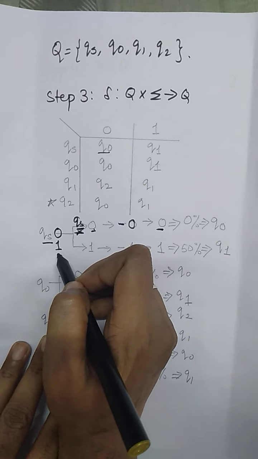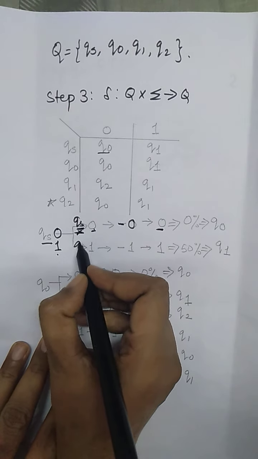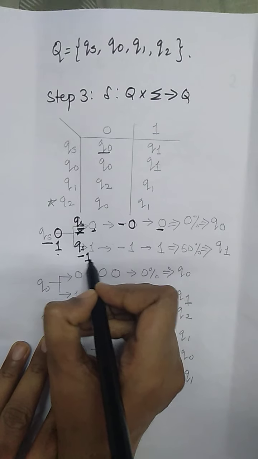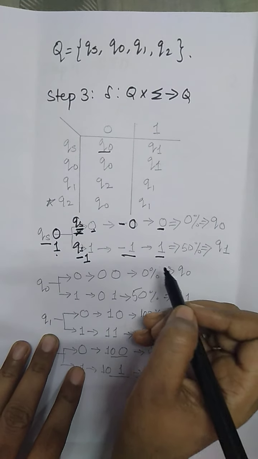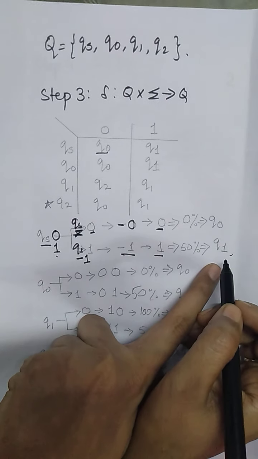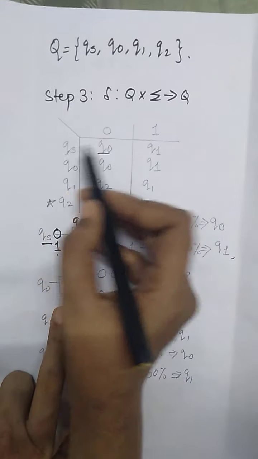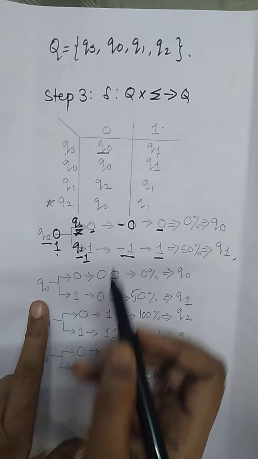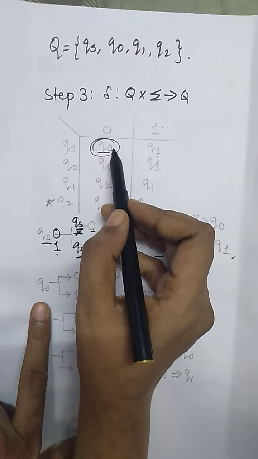Now QS with the next bit as 1. QS represents nothing, and with the next bit as 1 it generates 1. 1 means 50% of the required string ending with 10, so it will jump to Q1. That is written here: QS with 1 goes to Q1. Now the reachable state that is present here is Q0.